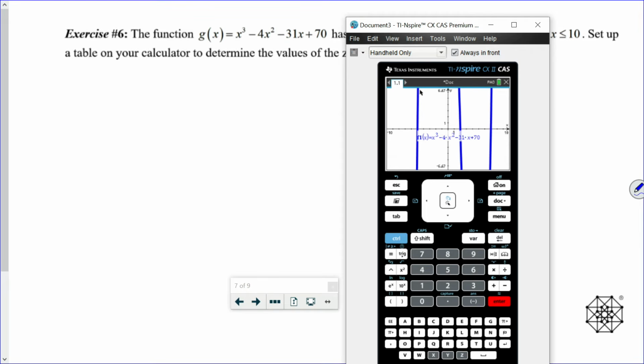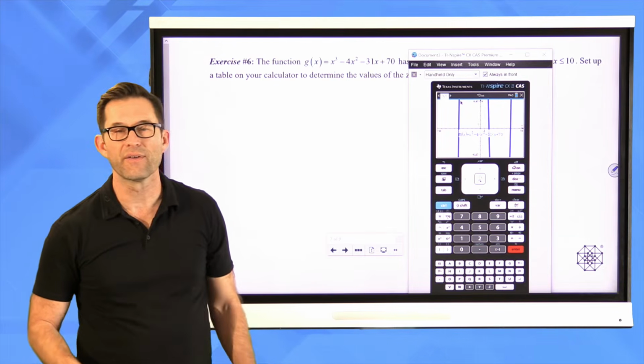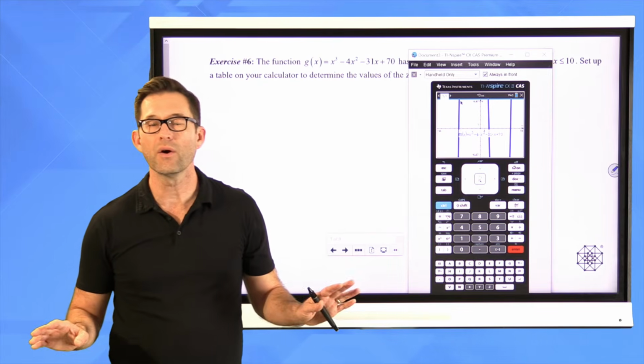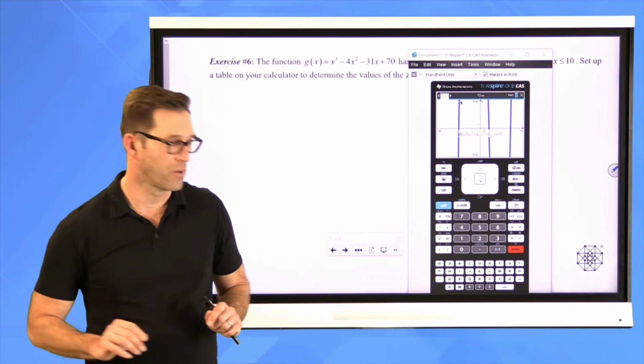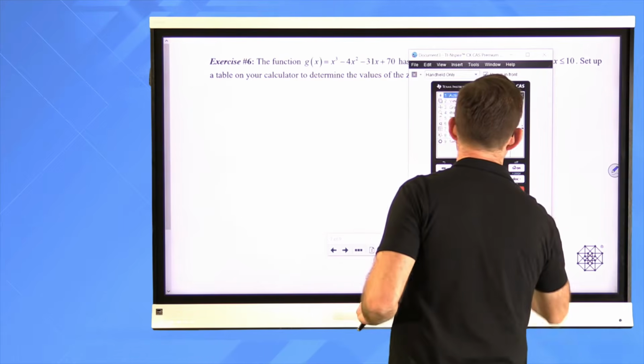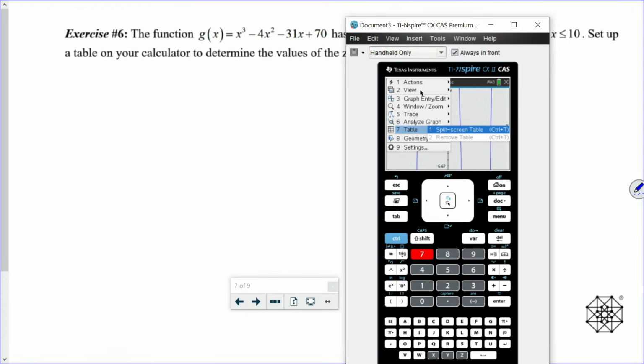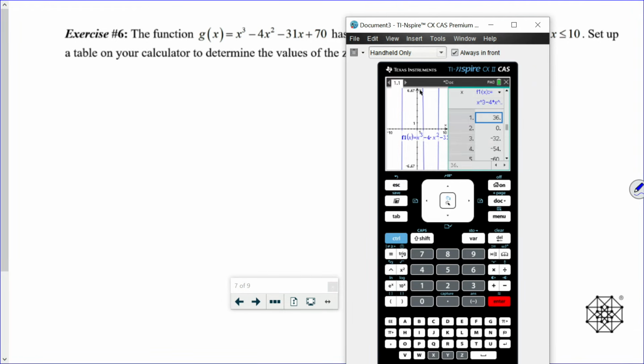Let me hit enter. Ooh, wow, look at that. That is a crazy looking graph. I don't even know what it looks like because of my window. Now let's get ourselves a table, right? Just like before, I'm going to hit my menu. I'm going to go to option 7, which is table, and I'm going to put in a split screen table. And I'm actually going to go all the way to x equals -10.